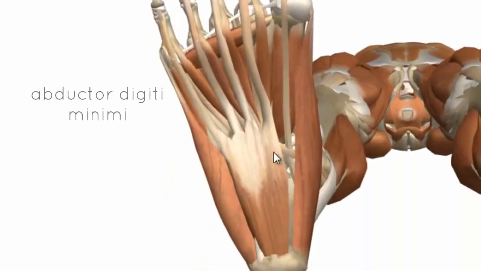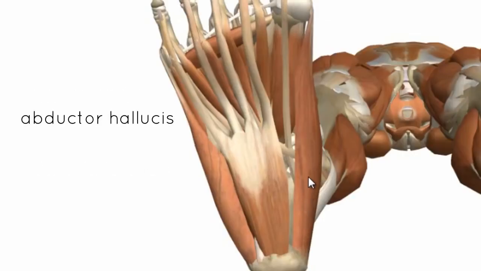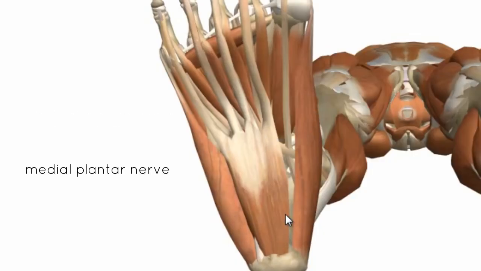So the abductor digiti minimi muscle is innervated by the lateral plantar nerve, and the abductor hallucis is innervated by the medial plantar nerve. So those are the 3 muscles of the first layer.